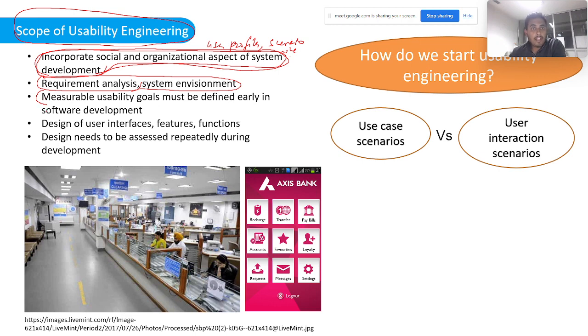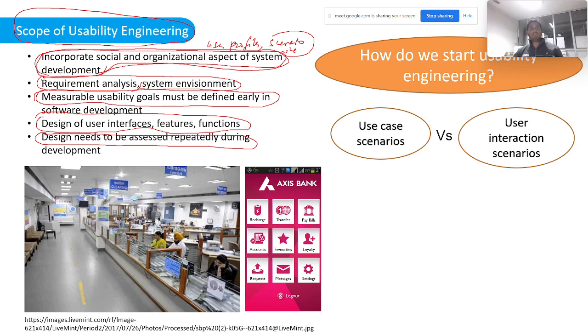And then after we do the requirement analysis and understand various user profiles and use case scenarios, we come up with some set of usability goals which must be addressed in the design. Next is the design of user interfaces, features and functions, and then we assess the design recursively and make the design changes. So that's basically the overall objectives or the scope of usability engineering.